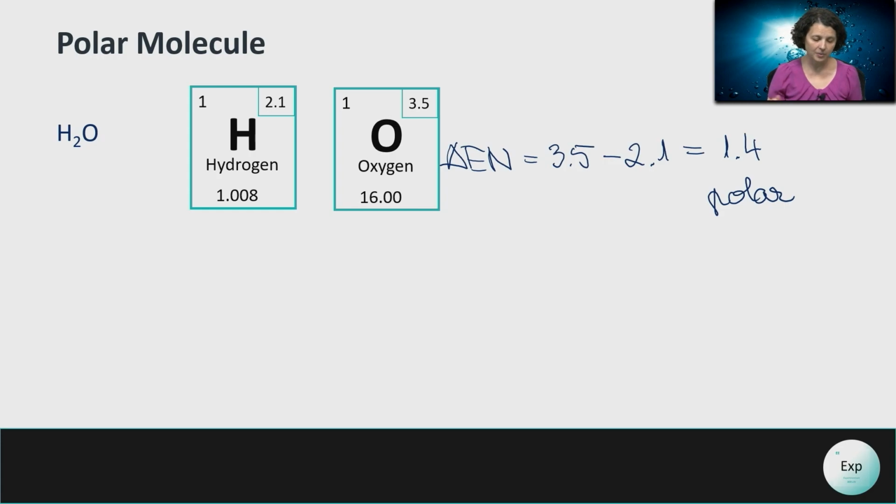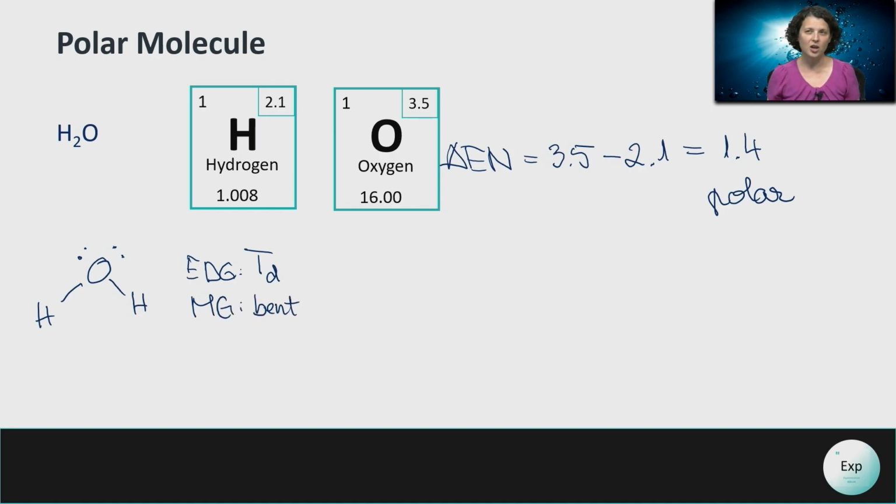Now we have two of these bonds, and if we draw the Lewis structure for water, we have this arrangement with the oxygen connected to the two hydrogens through single bonds, and the oxygen also has two lone pairs on it. There are a couple ways to look at the symmetry of it. One way is to look at the different geometries. So the electron domain geometry here is tetrahedral. The molecular geometry is bent.